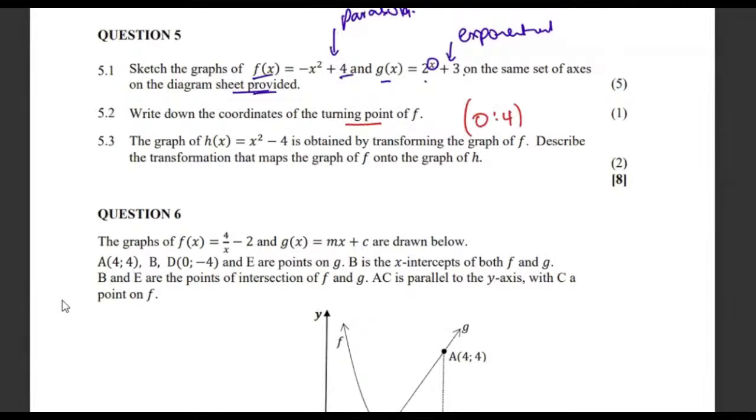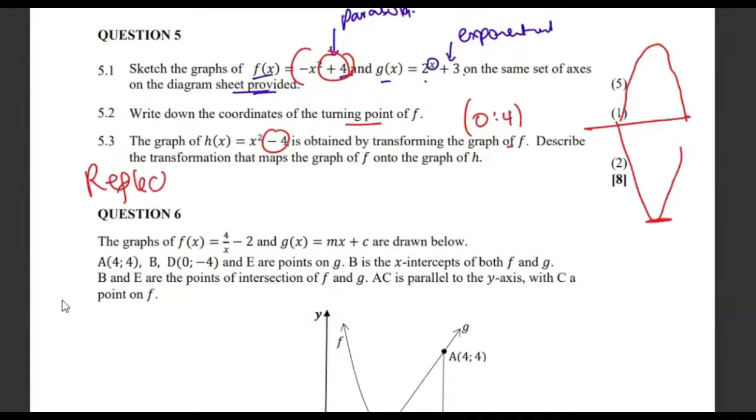Then the graph h of x, which is x squared minus 4, is obtained by transforming this first graph. Describe the transformation. If originally it was a frown, now it is a smile. Instead of touching +4, it's now touching -4. What happened simply means that we flipped it about the x-axis. So it's basically a reflection about the x-axis. That is what we have to do.